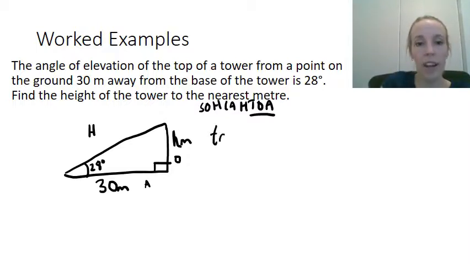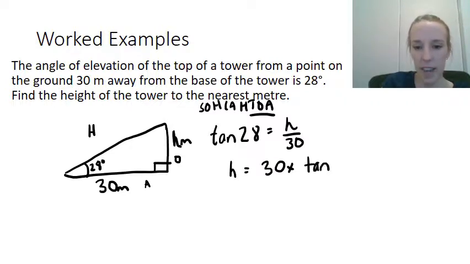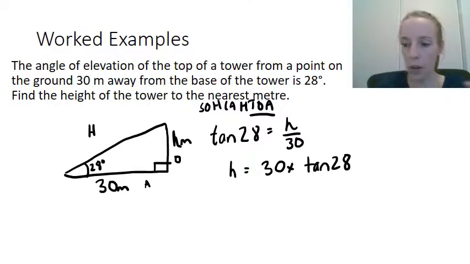So as we know, tan of an angle, which is 28 degrees, is going to be our opposite, which is our height, over our adjacent, which is 30. And from there, you can solve. So that will be our height is equal to 30 times tan 28. You can put that into your calculator there. So 30 times tan 28.